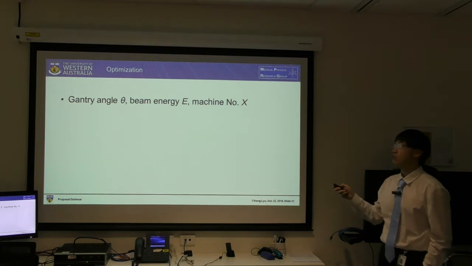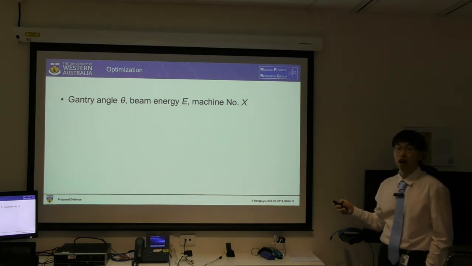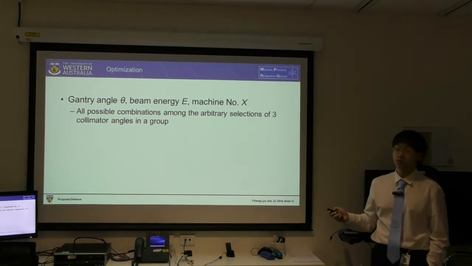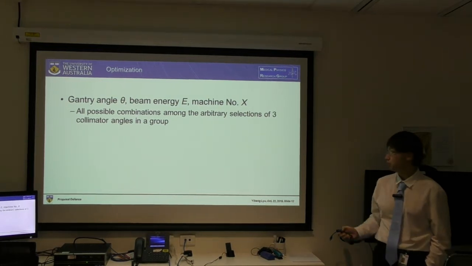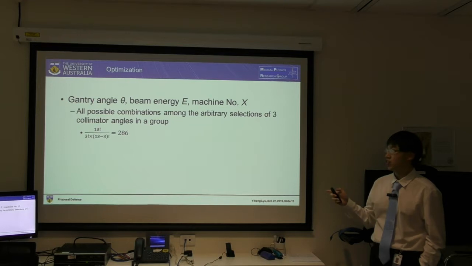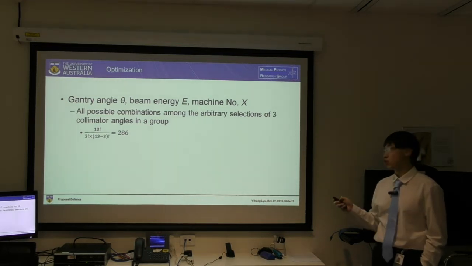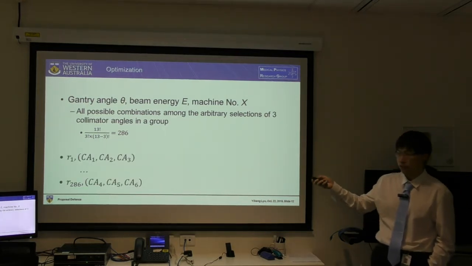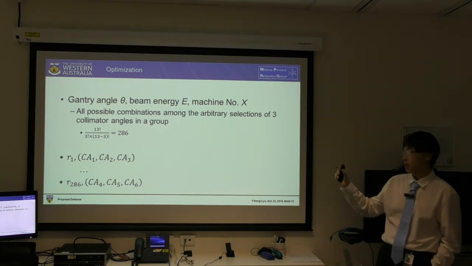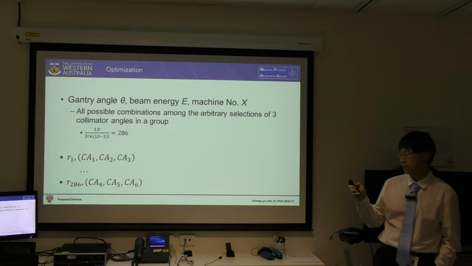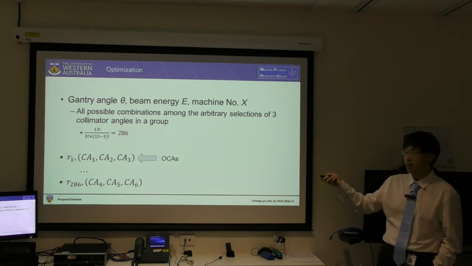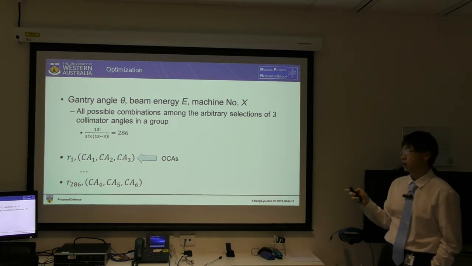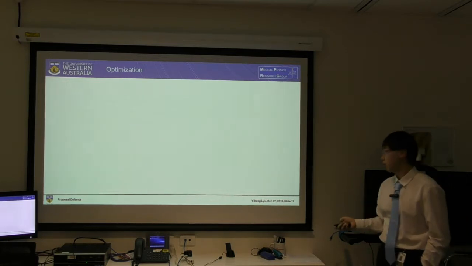At each gantry angle, for each beam energy on each Linac, I will find all possible combinations among the arbitrary selections of 3 collimator angles in a group. For each condition, we'll have 13 collimator angles, which give us 286 different combinations. A list will be generated containing the different combinations of collimator angles and the radius of the inscribing circle, and you put them in descending order. R1 is the largest radius, and the 3 collimator angles that give R1 are our OCA.